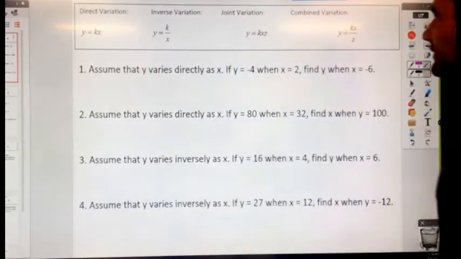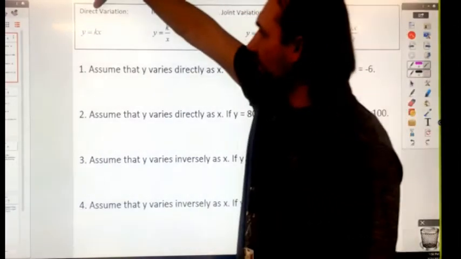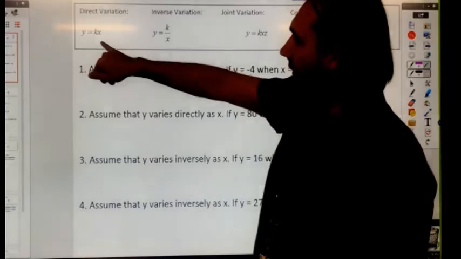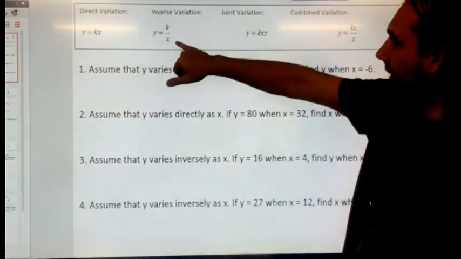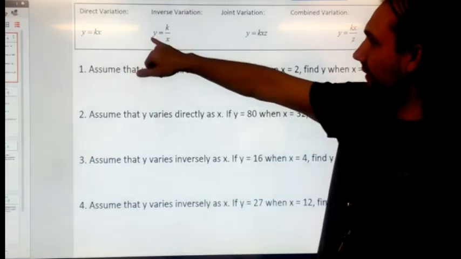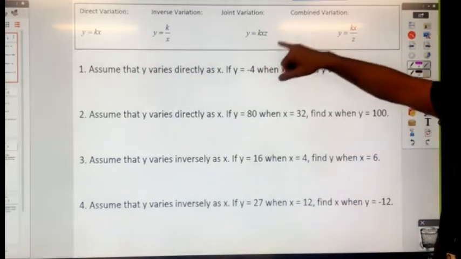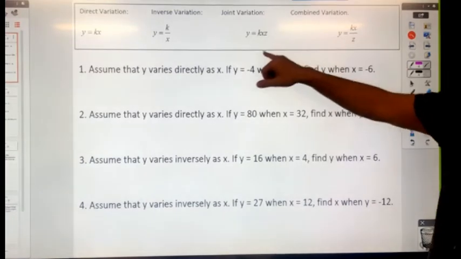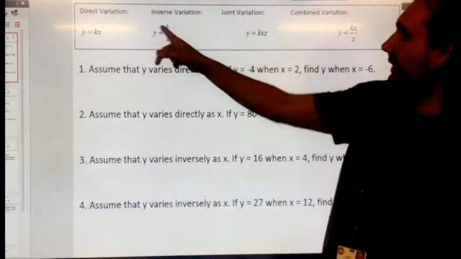Let's look at variation types of problems. There's different types of variation. There's direct variation, so as one variable increases, so does the other one. There's inverse variation. As one variable increases, the other one decreases, or vice versa. Joint variation, which involves multiple variables, whether they increase or decrease to affect a variable. And then a combination between direct, inverse, or joint.